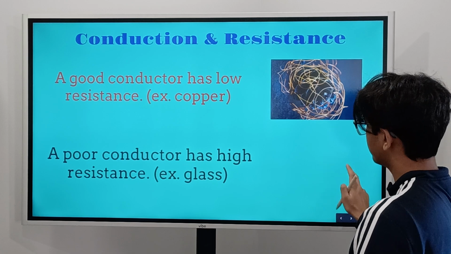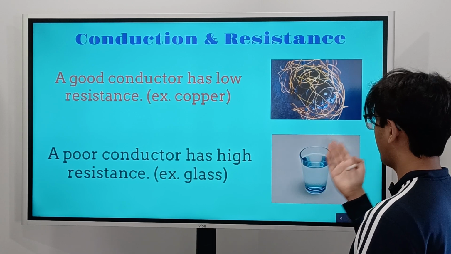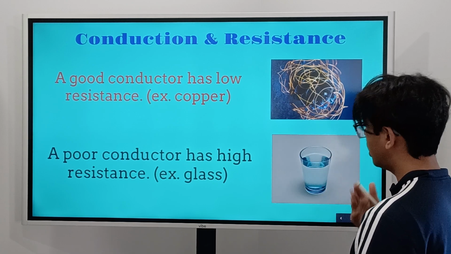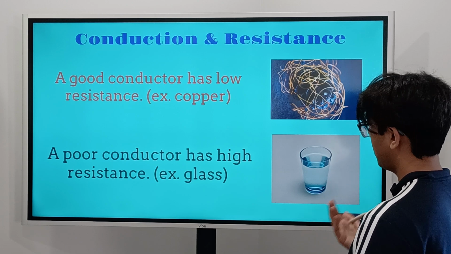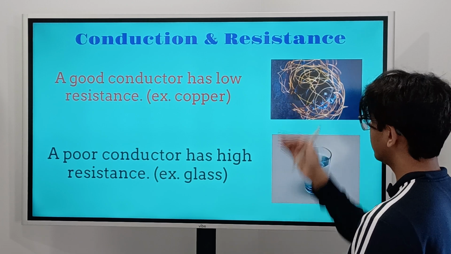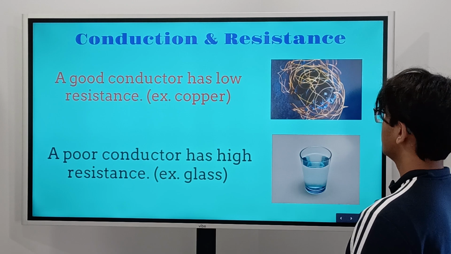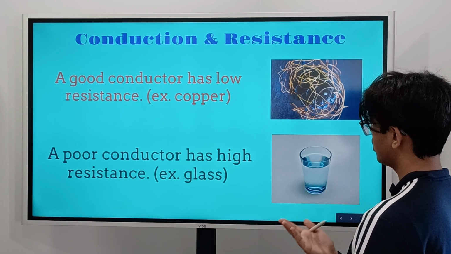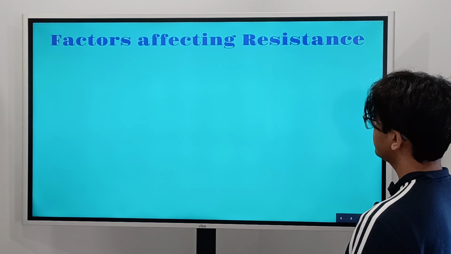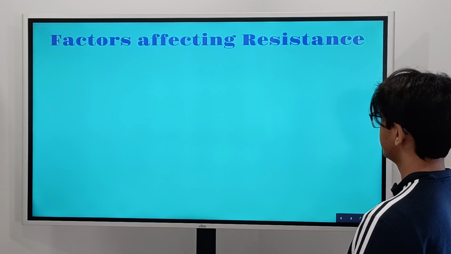An example we're using for this is glass. This is because if you were to pass current through this, it's not going to be able to move freely compared to a good conductor like a copper wire. So that's just the connection between conductors and resistance. Now let's cover the factors that affect resistance.